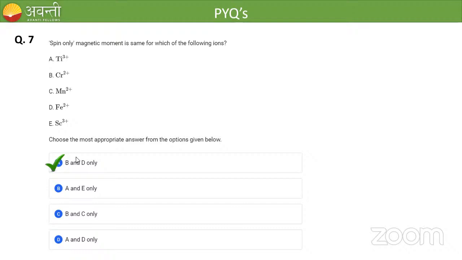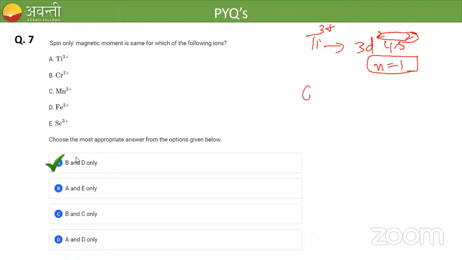So B and D. What is the spin-only magnetic moment value for titanium 3 plus? Titanium configuration is 3d2 and 4s2. If it loses 3 electrons, we will have only 1 electron. So the n value will be equal to 1 for titanium 3 plus. Clear?